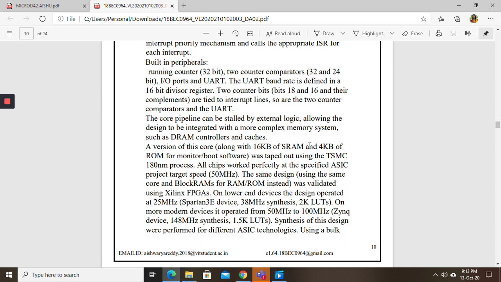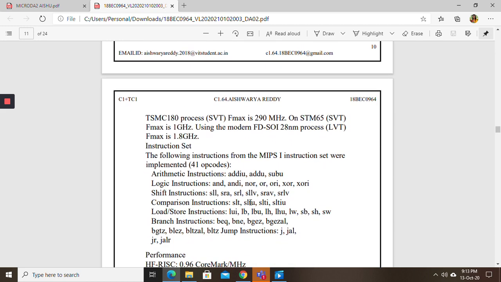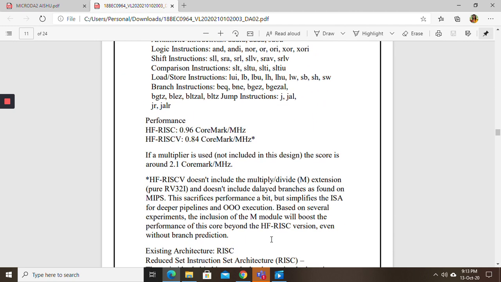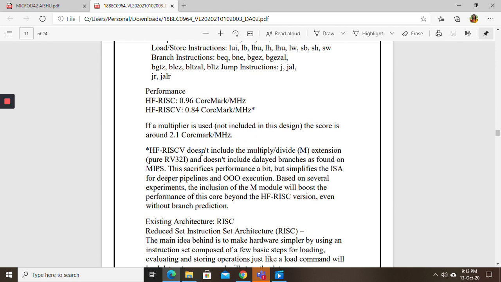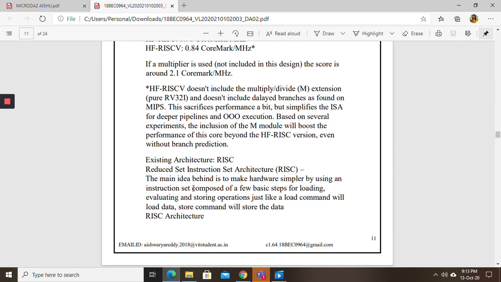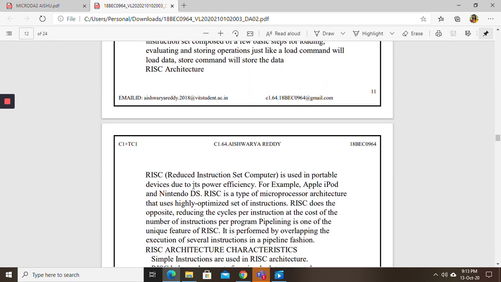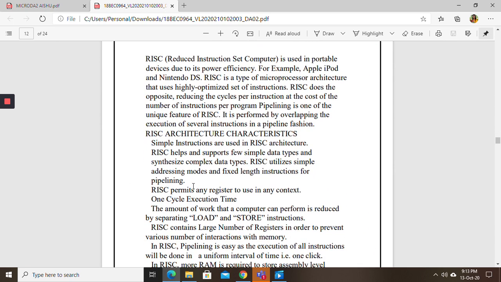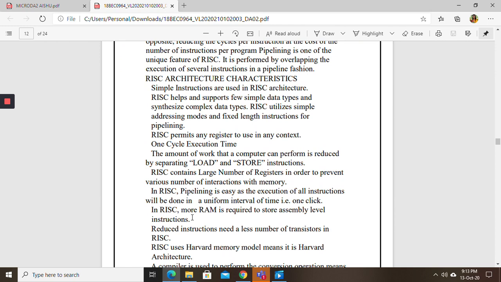A version of the core has 16 KB of SRAM and 4 KB of ROM, and the following instructions from the MIPS instruction set were implemented. This is the performance comparison of HF-RISC, HF-RISC-V, and others. The existing architecture is RISC. Architecture characteristics are discussed here.